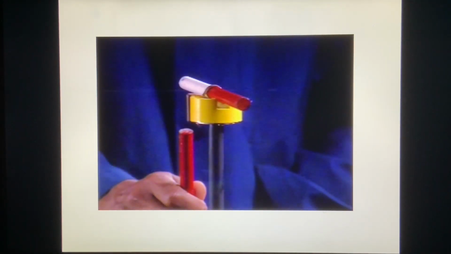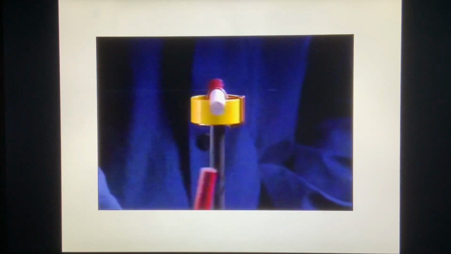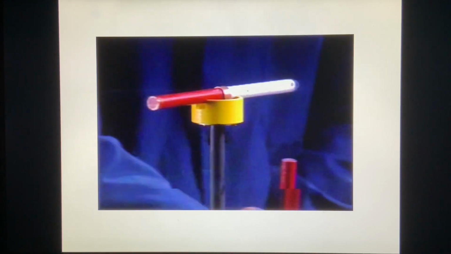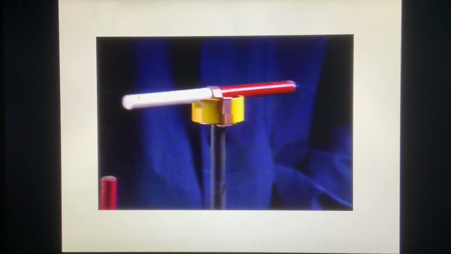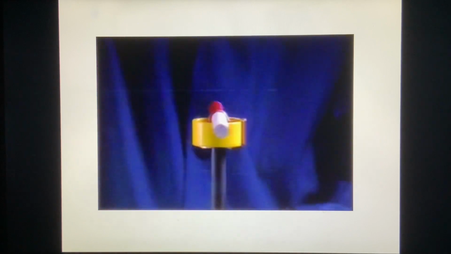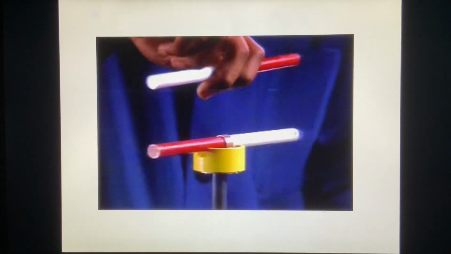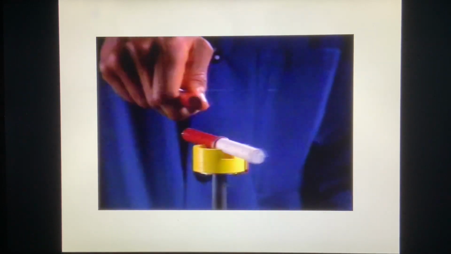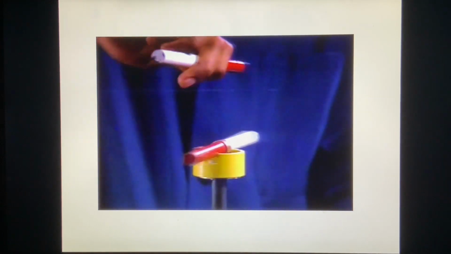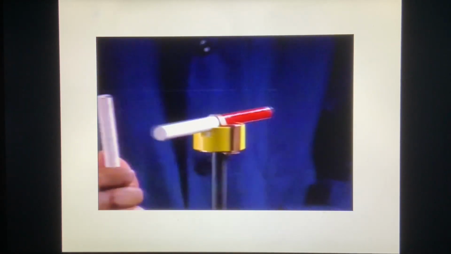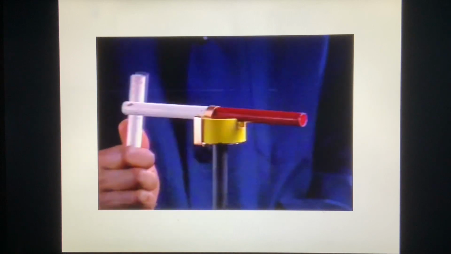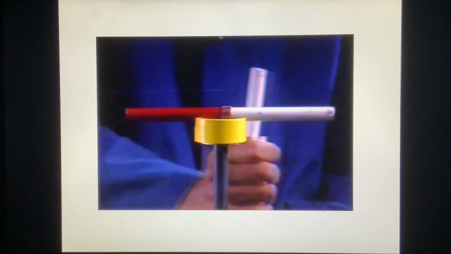These two bar magnets will be used to show magnetic attraction and repulsion. One of the magnets is placed on a bearing stand and the other brought nearby, first with unlike poles together. The magnets are attracted to one another. Now with like poles together. This time the magnets repel one another.